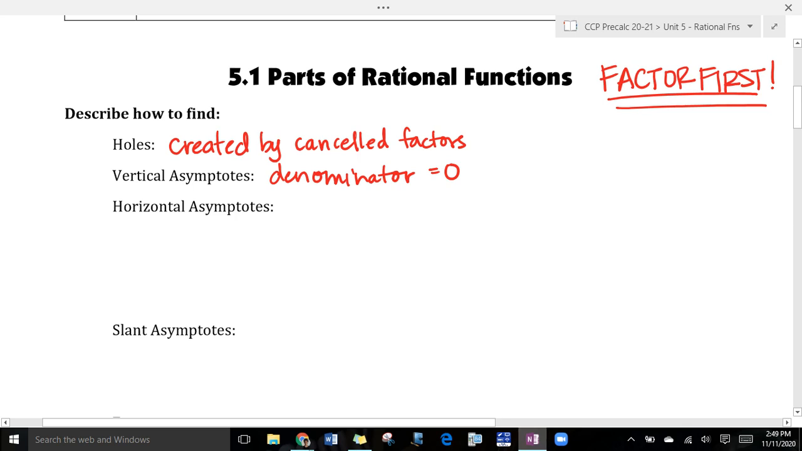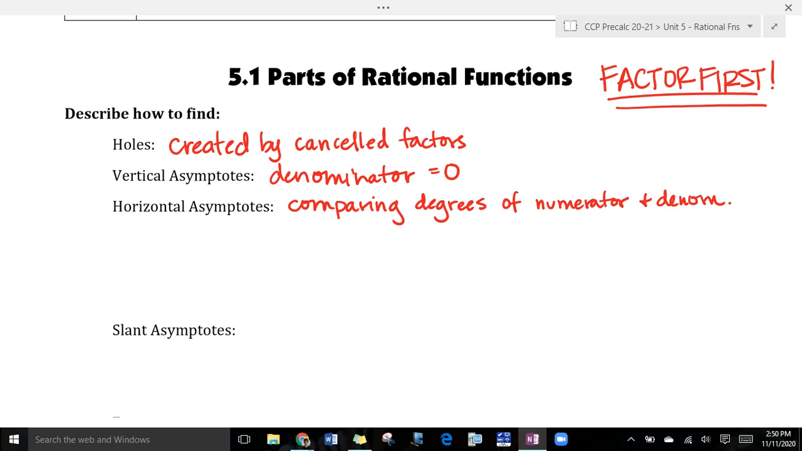There's actually 3 options in finding a horizontal asymptote, and those 3 options are decided by comparing the degrees of the numerator and the denominator. And remember, by degrees, we're talking about those biggest exponents. So if it's x squared over x squared, or x to the third over x to the second, or whatever, we're looking at those degrees. And as we're comparing these two values, there's 3 options.